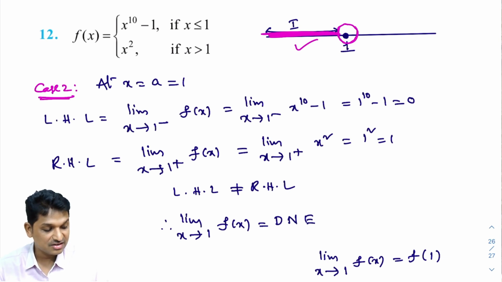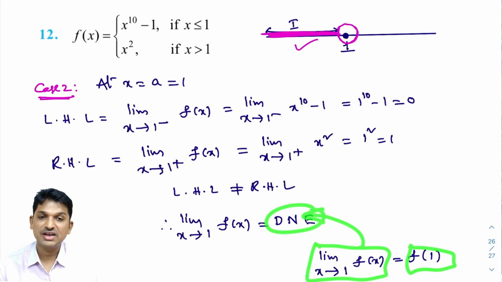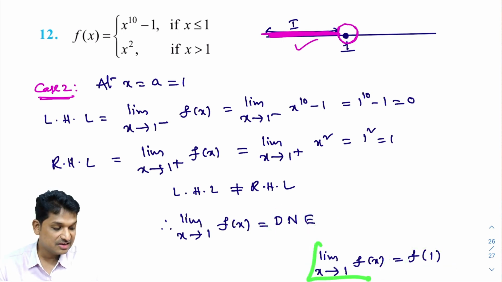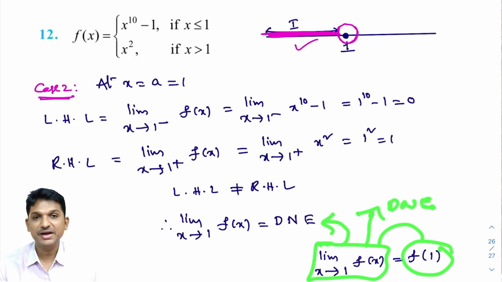Actually what I am trying to do is calculate this value, and then I want to calculate this value. When I calculate this value, I got that it does not exist. When this does not exist, how can I compare whether these two are equal or not? This limit does not exist now. Then how will I compare? I cannot compare.